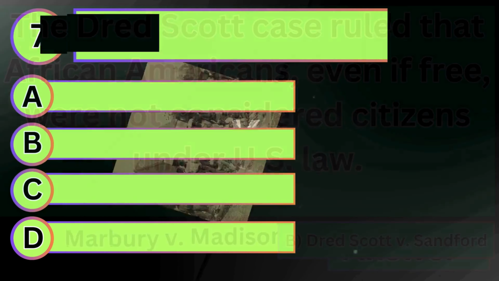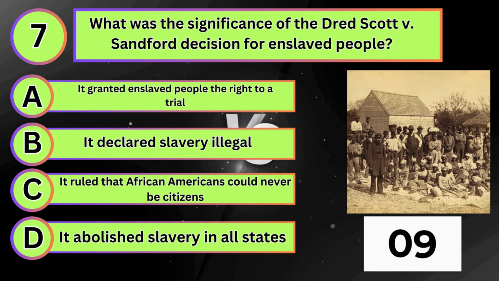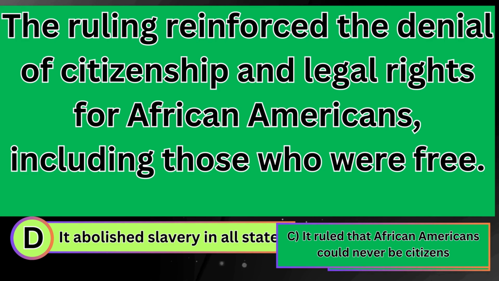What was the significance of the Dred Scott versus Sanford decision for enslaved people? C. It ruled that African Americans could never be citizens. The ruling reinforced the denial of citizenship and legal rights for African Americans, including those who were free.